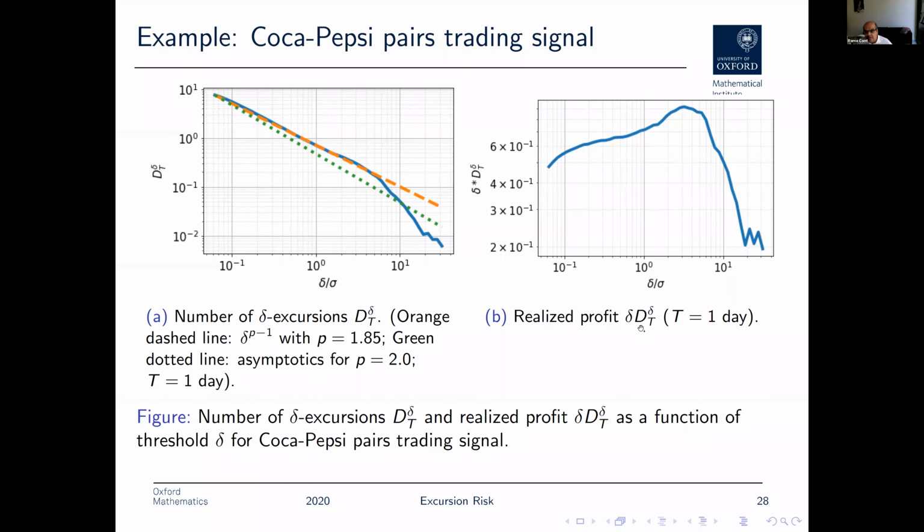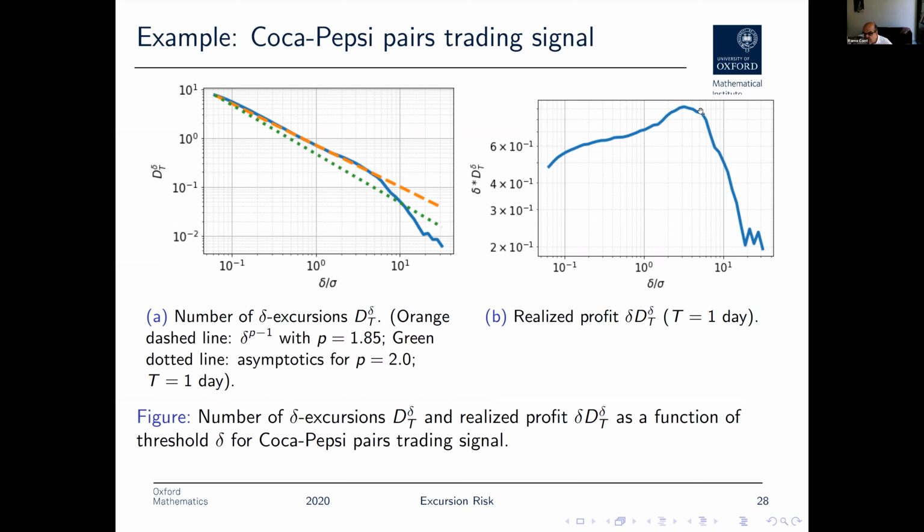And if you look at the realized profit, which is delta times d delta, then you see this profile here. This is interesting. As we expect for a diffusive type behavior, as delta goes to 0, the profit doesn't shrink to 0. It converges to a non-zero value. This is given by the local time of order 2 in the semimartingale case, but there's no reason for this to be optimal.